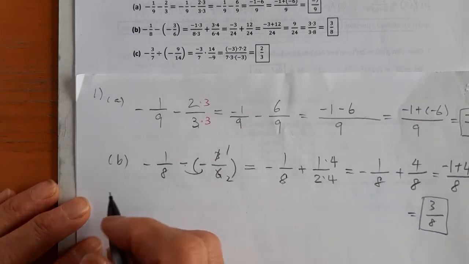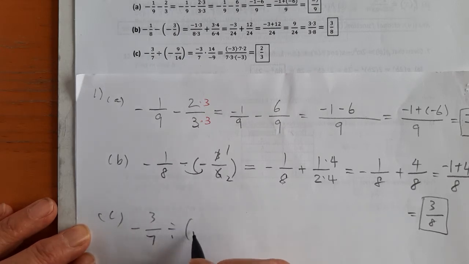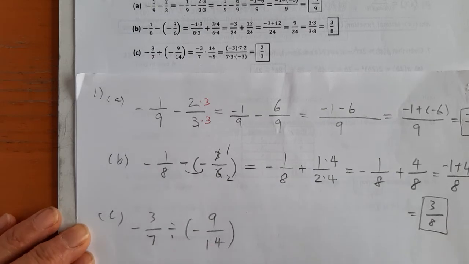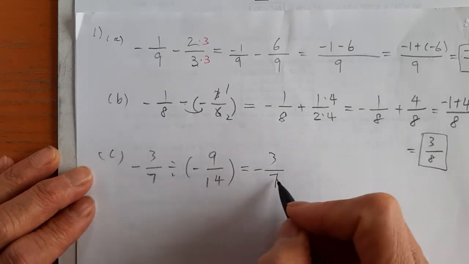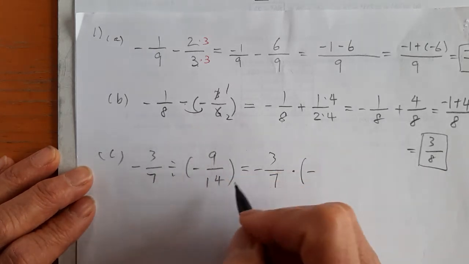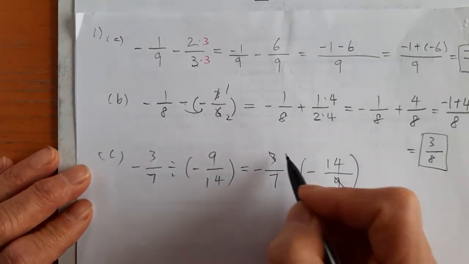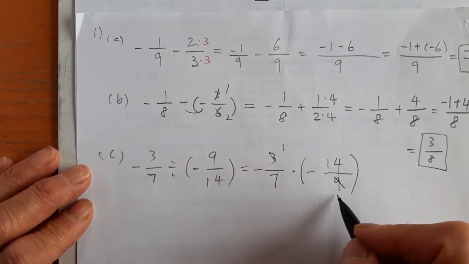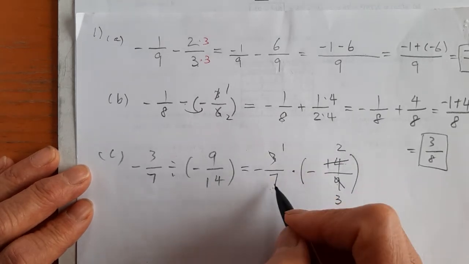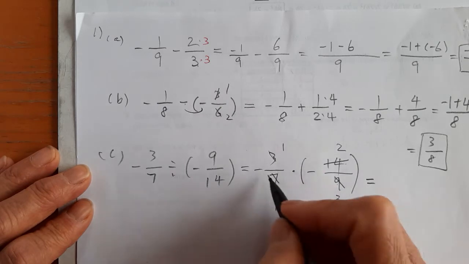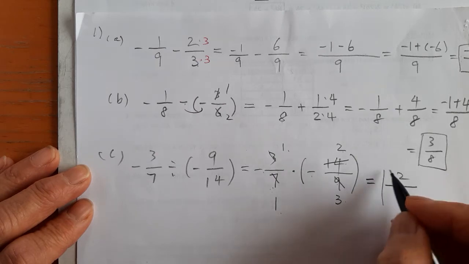And C: -3/7 divided by -9/14. We change division to multiplication, take the reciprocal of the second fraction, 14/9, and cancel. 3 and 9 have common factor 3: 3 divided by 3 is 1, 9 divided by 3 is 3. 7 and 14: 14 divided by 7 is 2, 7 divided by 7 is 1. Negative times negative becomes positive. 1 times 2 is 2, 1 times 3 is 3, so 2/3.